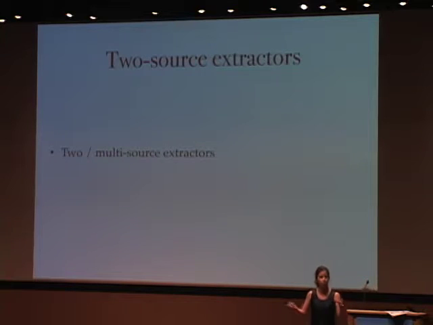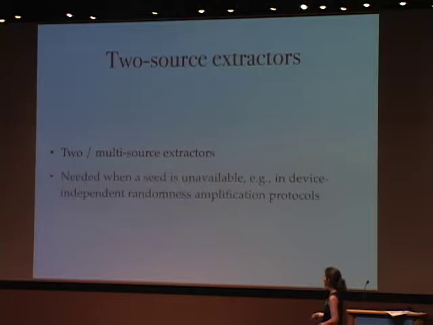Okay. So of course, we can talk about two-source extractors. We can also talk about multi-source if we have more than just two sources and they are all independent of one another. And those are needed when a seed is unavailable. Okay, so for example, in applications like randomness amplification, we assume to begin with that we don't have any perfect source of randomness, and therefore we cannot use a seed, and therefore we cannot use seeded extractors. Okay, so for these kinds of applications, we really need to understand multi-source extractors.